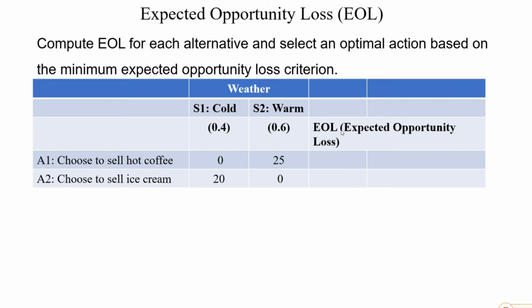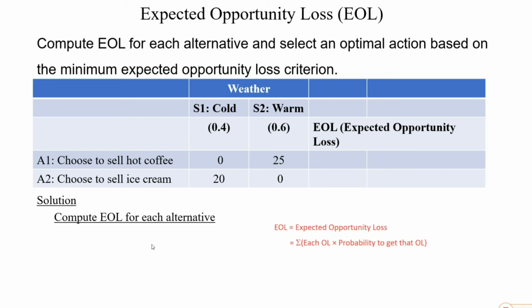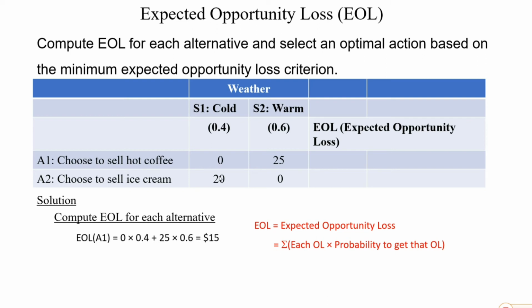Next, EOL, expected opportunity loss for A1, expected opportunity loss for A2. So expected opportunity loss is the sum of each opportunity loss times the probability to get this opportunity loss. So for action A1, 0 times 0.4 plus 25 times 0.6, 15. Similarly, 20 times 0.4 plus 0 times 0.6, 8.